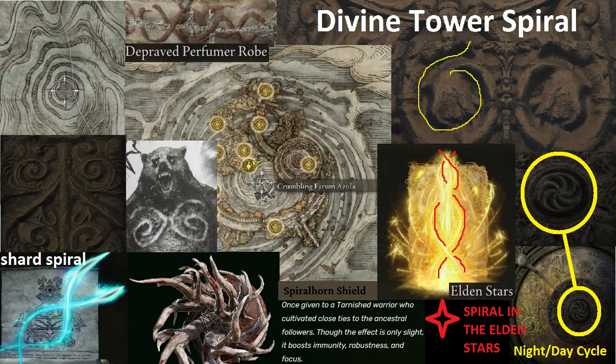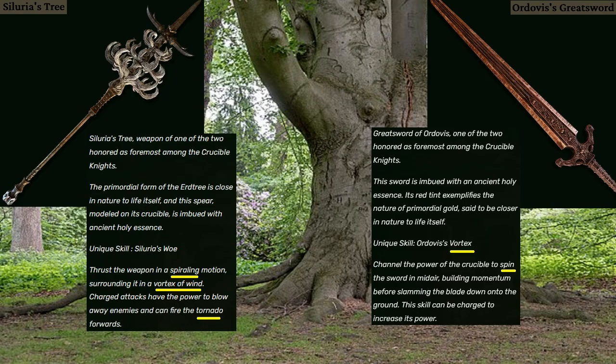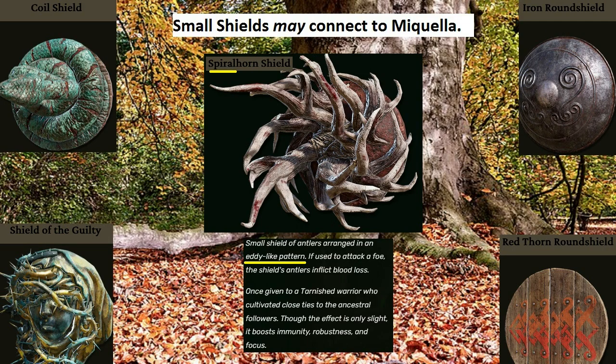Let's go over a few examples of spirals in the game. Cerulean Woe has the ability to thrust the tree spear in a spiraling motion, surrounding it in a vortex of wind. Charge attacks have the power to blow away enemies and can fire tornadoes forward, while Ordovis's vortex channels the power of the crucible to spin his sword around. Both of these attacks are based in the power of the crucible, primordial form of the Erdtree.